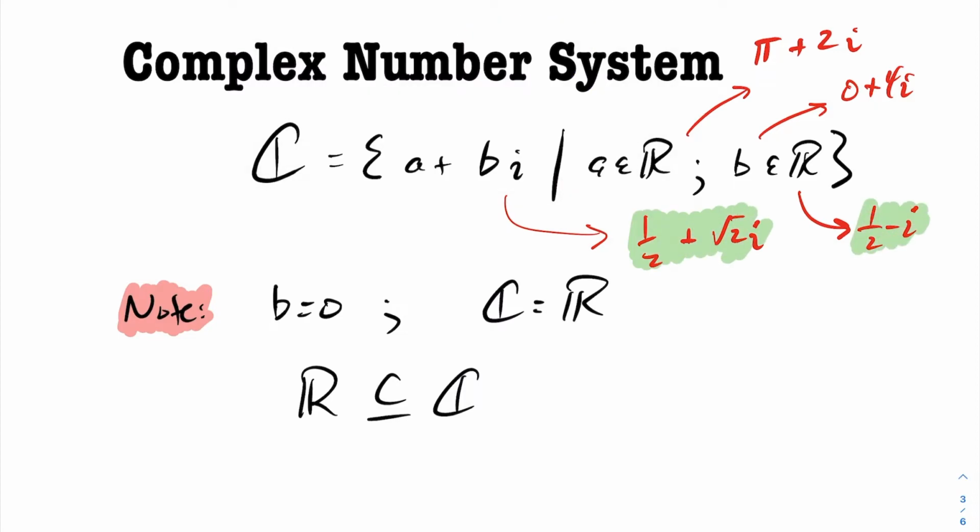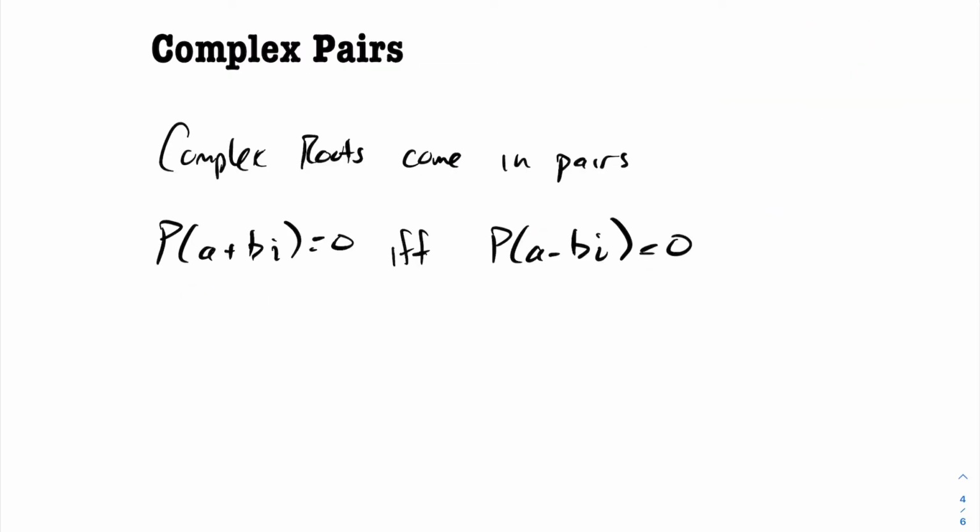All right, for any real number a and real number b, sub it into your a plus bi expression, and you've got yourself a complex number. So now we have a larger set than the real number system. That's the complex numbers. Now let's take a look at how the complex numbers relate to polynomials and their roots. So it turns out that polynomial roots come in pairs.